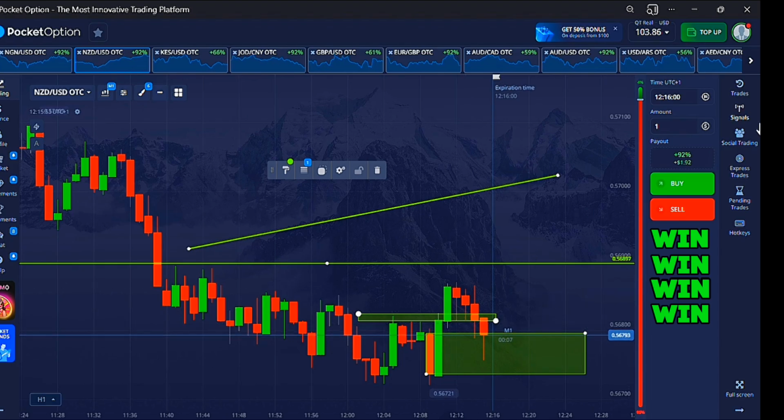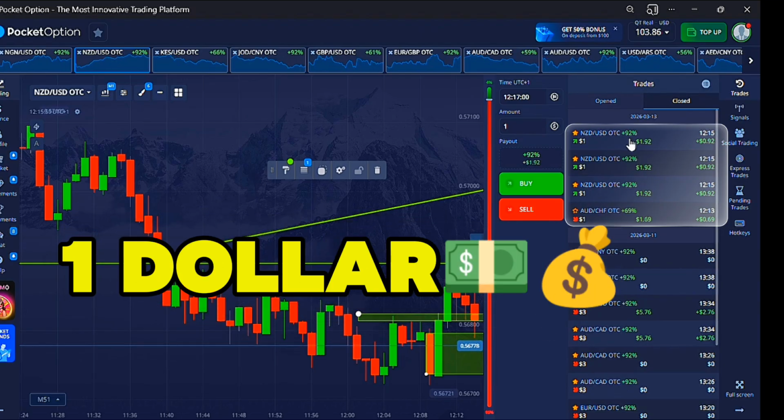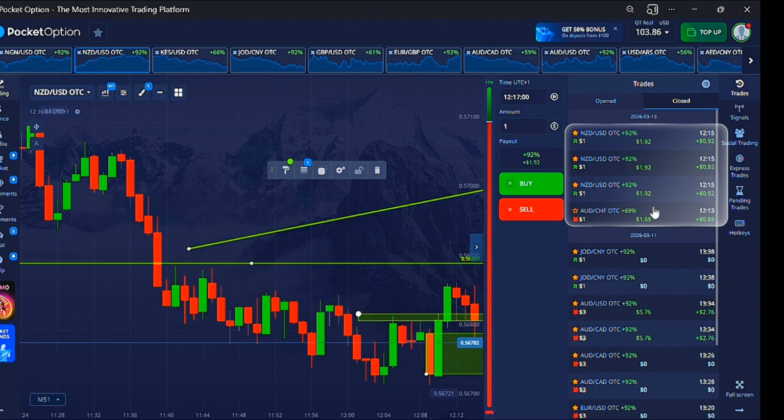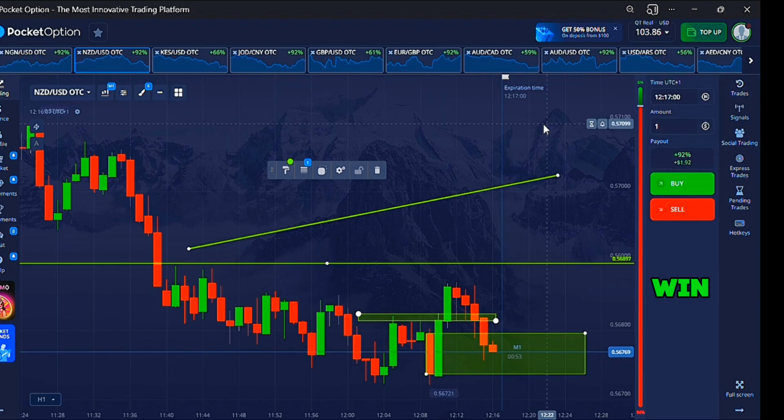I've taken 4 trades, though with a minimum of $1, and all 4 are winning trades. I think it will be best for me to end my session here if I don't find any good setup in the market.